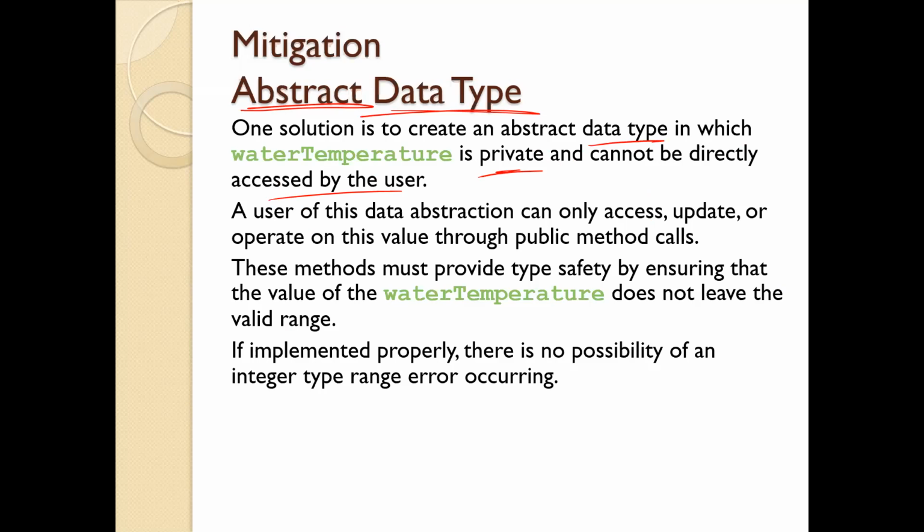A user of this data abstraction can only access, update, or operate on this value through public methods. And the public methods will actually provide the restrictions, okay? The if statements. These methods must provide type safety by ensuring that the value of the water temperature does not leave the valid range. If implemented properly, there is no possibility of an integer type range error occurring.